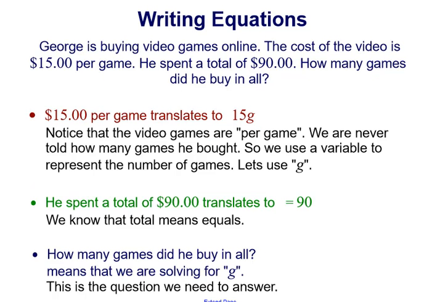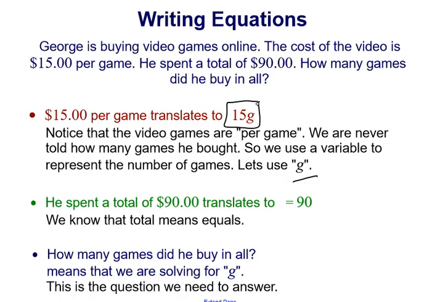Notice that the video games are per game. We are never told how many games he bought, so we have to use a variable to represent the number of games. We're going to use the variable G. You could use any letter you want, but G is coming from per game. It's the first letter of game, so it helps you remember that's what the variable represents. And then per is going to refer to multiplication. So $15 per game translates to 15 times G, or just 15G.